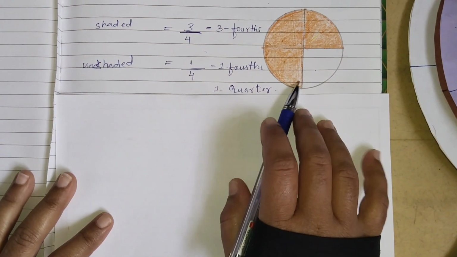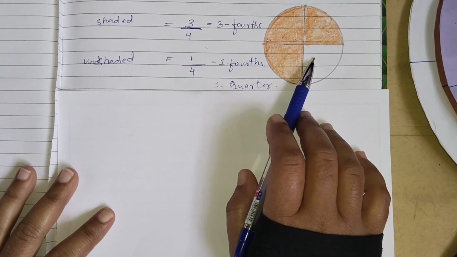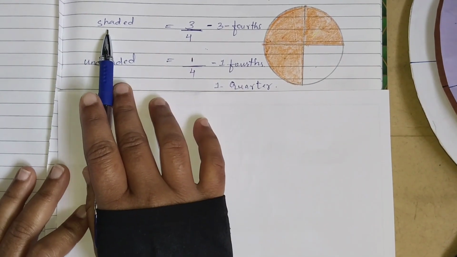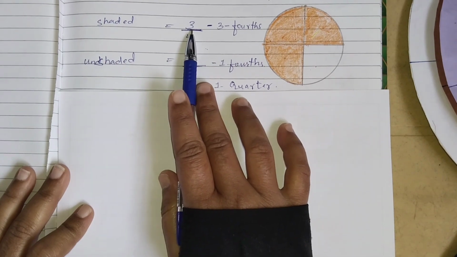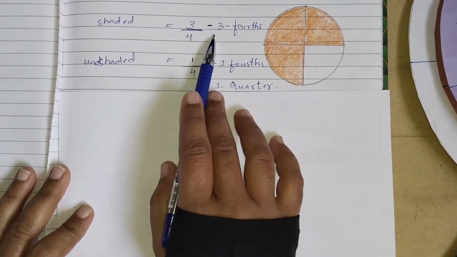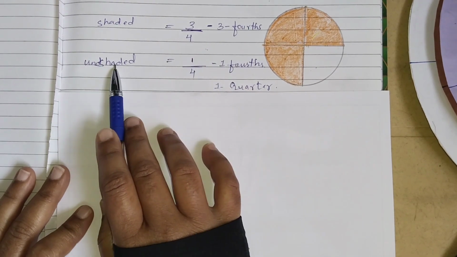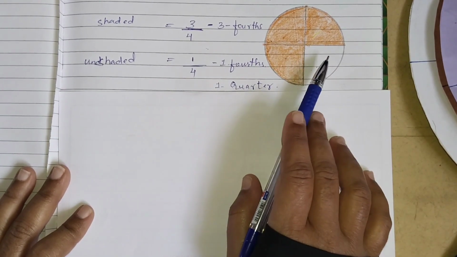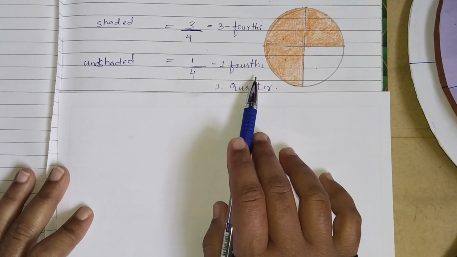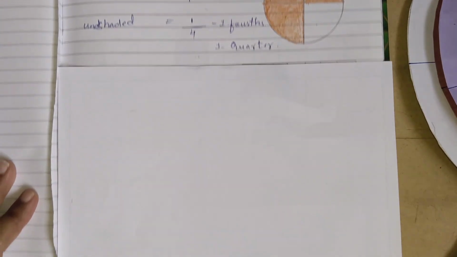Now see another example. In this circle you can see a total of 4 parts, and of these 4 parts, 3 are shaded and 1 part is not shaded. So we have written shaded is equal to 3 parts, 1 2 3. So 3 divided by the total 4 parts, we read it as 3/4. Next, unshaded. Unshaded is only 1 part out of 4 parts, so we call it 1/4.